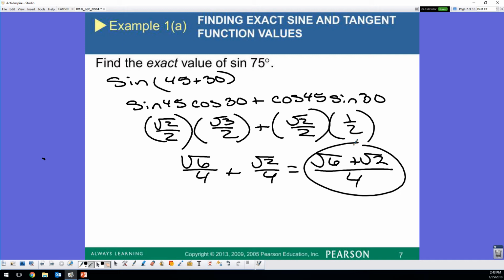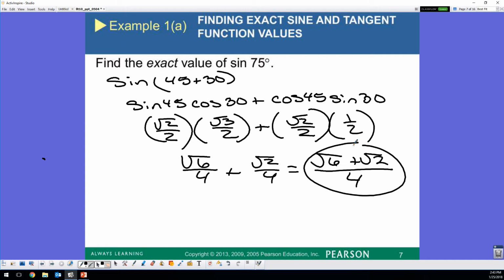Now, what is another possible answer I could have that would be acceptable? Rad 2 plus rad 6, all over 4. Okay, it's the same thing. It's equivalent to the answer, but you might have chosen different numbers. You might have chosen a subtraction instead. What else could I use to get 75?